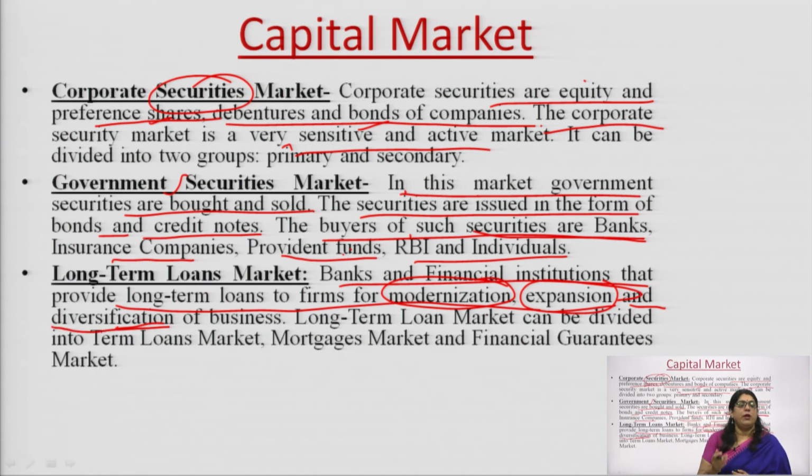Diversification means you are producing one commodity and now you are producing two, three, four more commodities. It is also an expansion kind of thing, but here the branches are not the same, the production is different and the product is different. That is diversification, because the company is diversifying its products according to the requirement of the market. So, when you have the requirement of diversification, expansion and modernization, that time we require the long term loan.